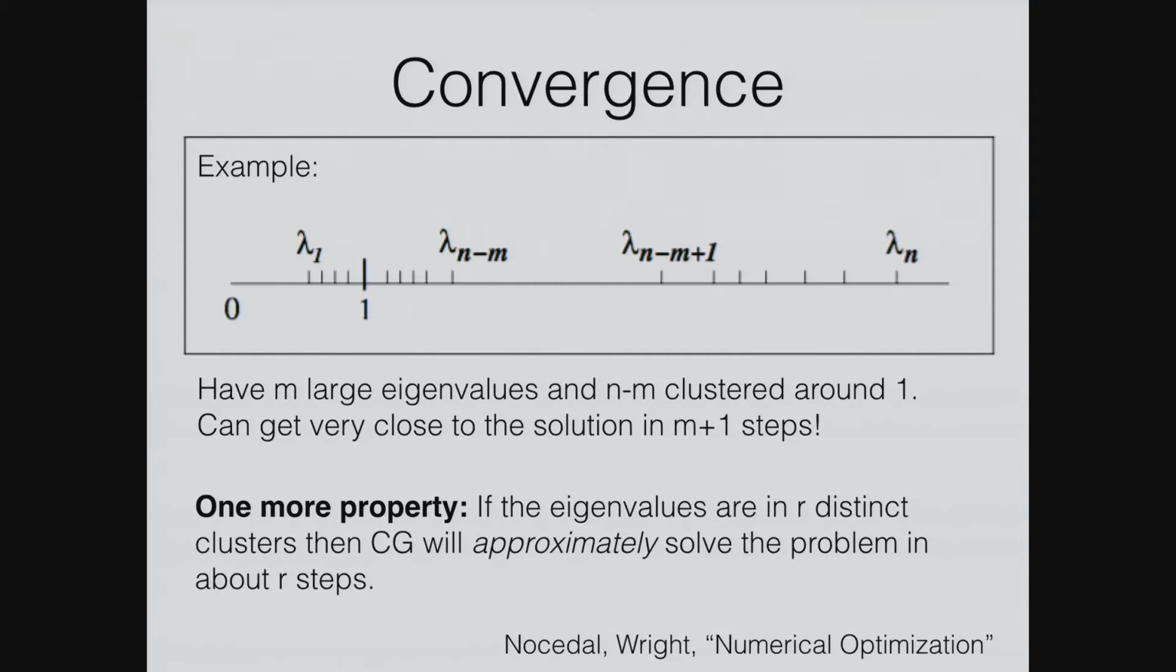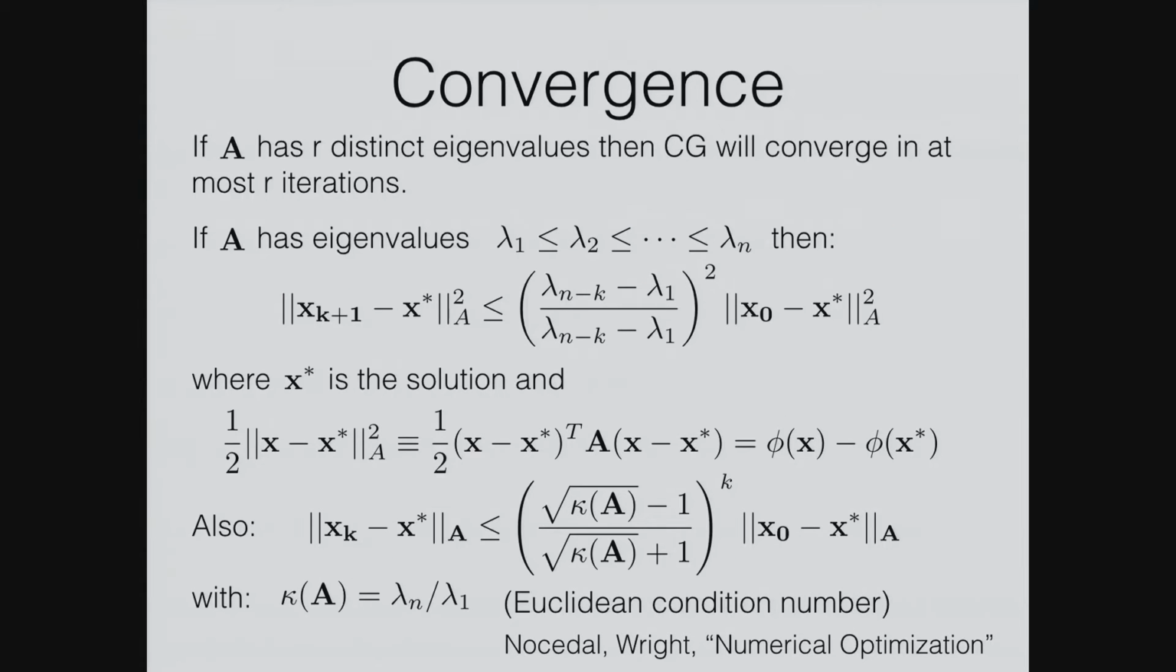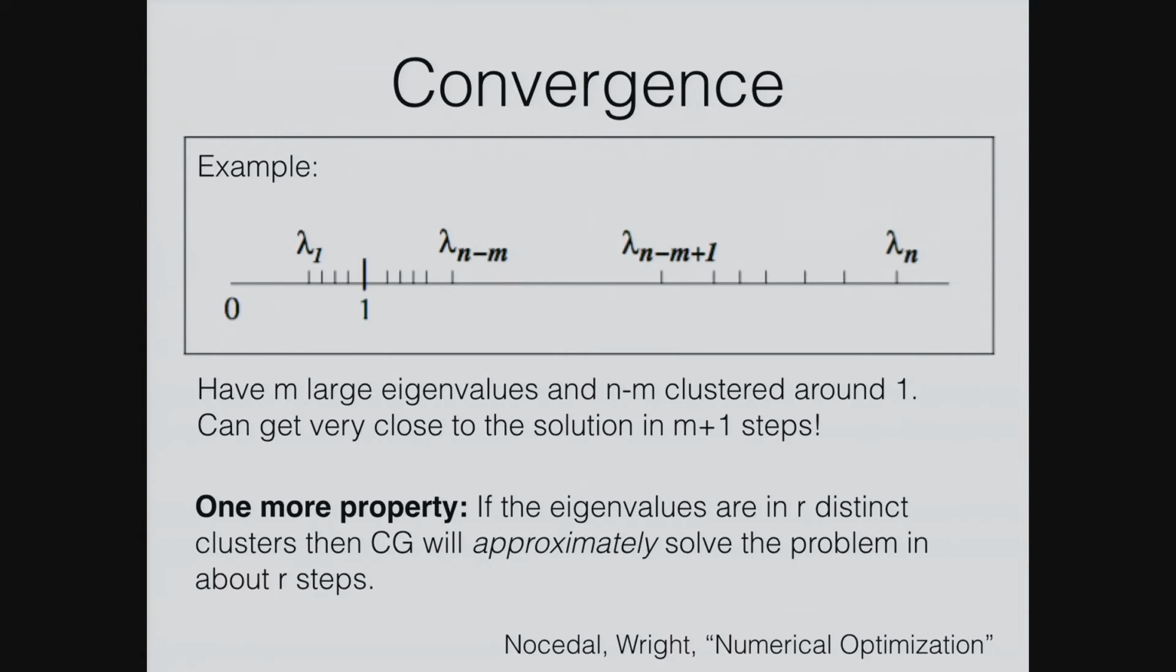So in this case, you have m large eigenvalues and then n minus m eigenvalues that are clustered around 1. Then after about m or m plus 1 iterations, you'll actually be very close to your minimum because of this property. And you can show that. And as I said, if you have R distinct eigenvalues, you'll arrive at exactly R iterations. But there's another property that if the eigenvalues are clustered, so you have roughly R clusters of eigenvalues, then again, you'll approximately solve your problem in R iterations.